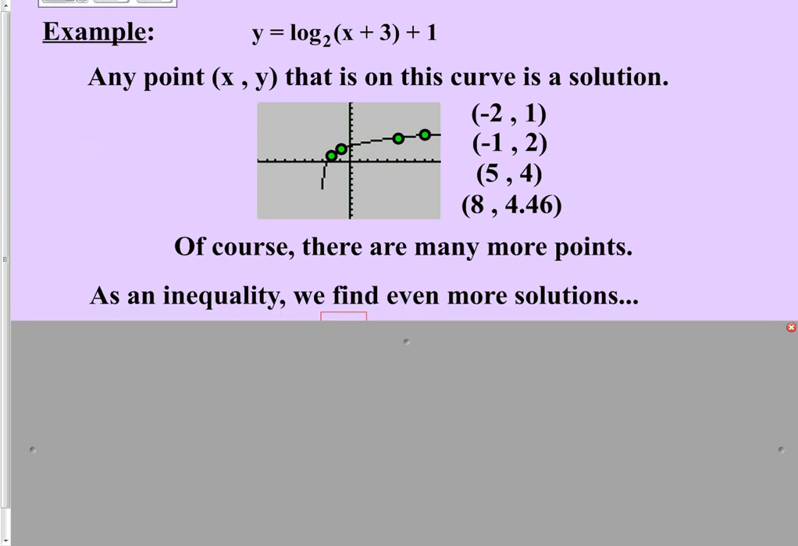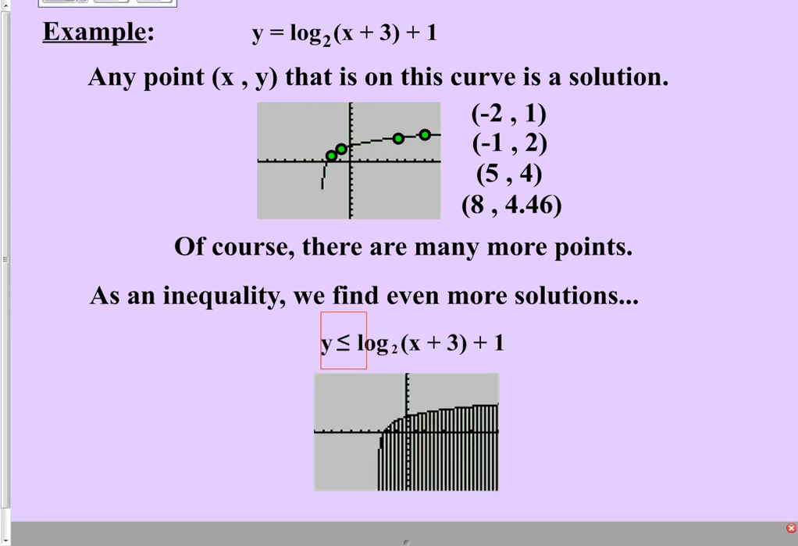Okay. When the problem becomes an inequality rather than an equality, we find even more solutions than we had before.